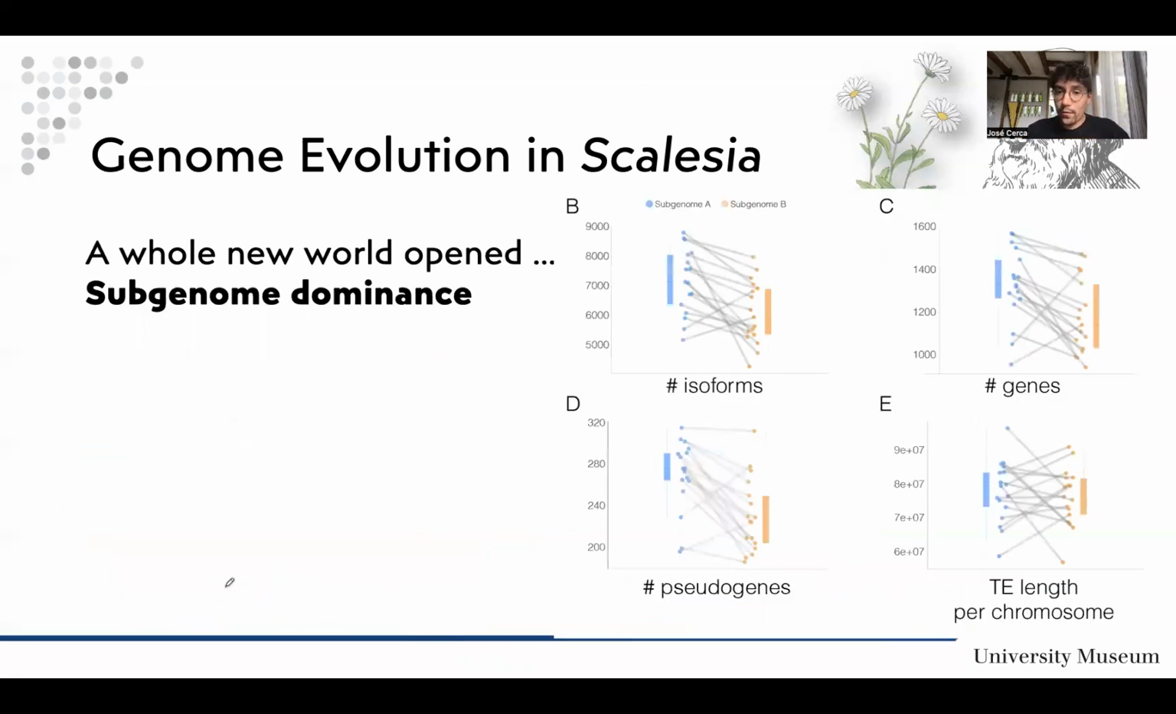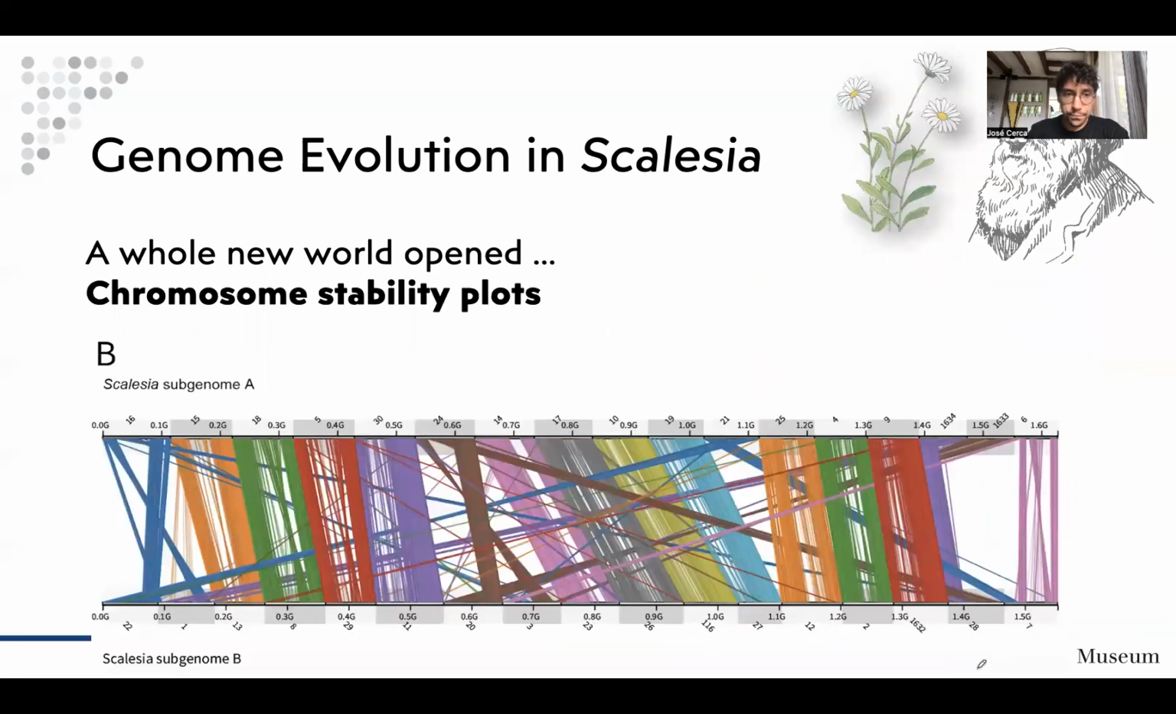This opened up a new world for us, because then we could actually quantify isoforms in subgenome A in blue and subgenome B in orange, and you see that there are more isoforms, more genes and more pseudogenes on A. So A seems to be retaining more genes, but also pseudogenes for some reason, than B. But then the length of the transposable elements per chromosome is actually quite similar.